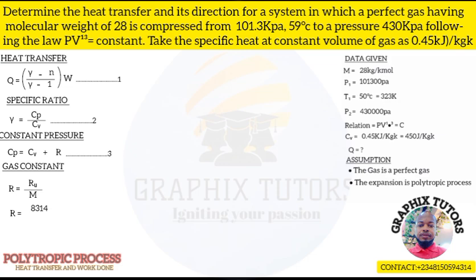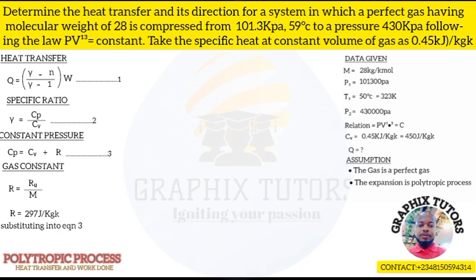So we have 8314 over the molecular weight, which is given as 28. When you divide 8314 by 28, my gas constant gives 297 joules per kilogram Kelvin, or in terms of kilojoules, dividing by 1000, we have 0.297 kilojoule per kilogram Kelvin. So we've gotten our R. We'll now put it into the equation above, that is equation 3.